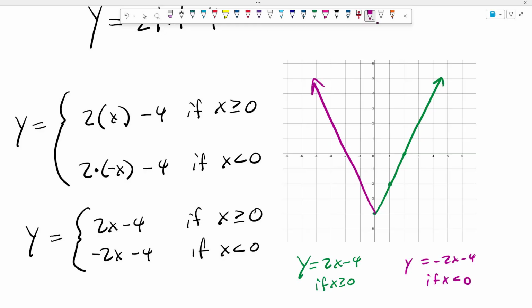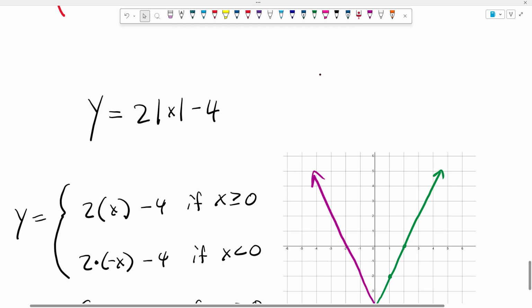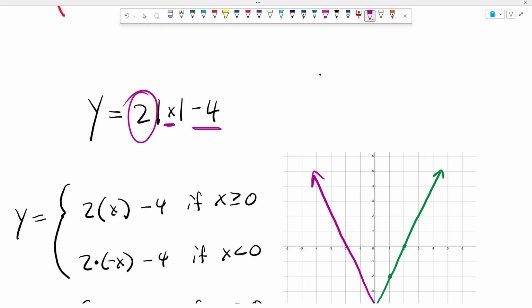So it definitely translated down by 4. Did it translate left or right? No, because there was nothing, it's just the x inside the function. It translated down by 4. What did the 2 do to it? Change the slope. Definitely changed the slope. But what kind of transformation does that call? Dilation. A dilation. Okay.